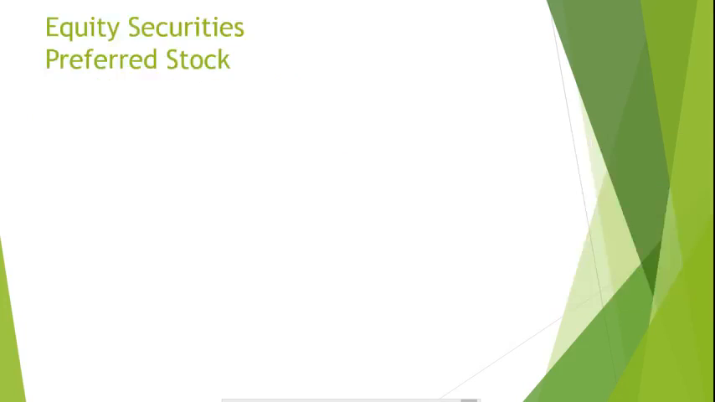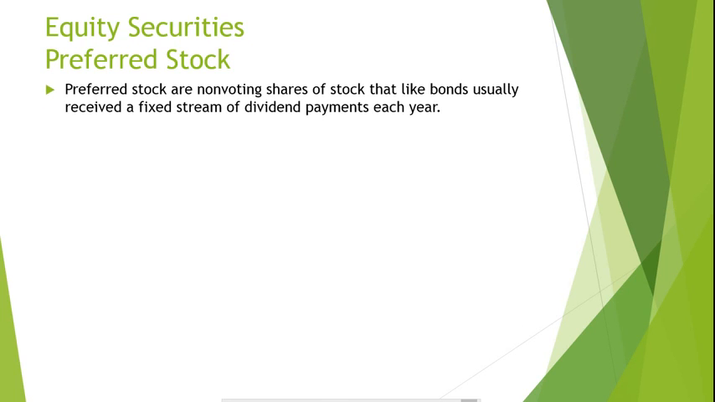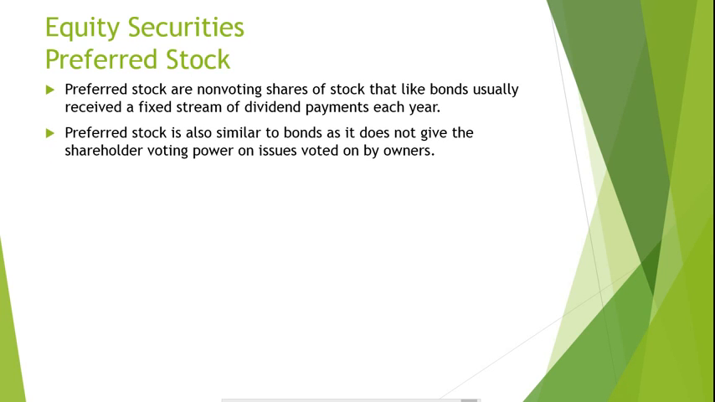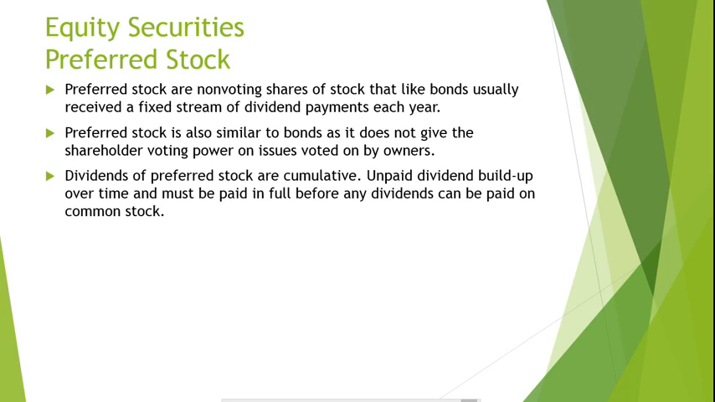Preferred stock. Preferred stock has features similar to both common stock and bonds. Preferred stocks are non-voting shares of stock that, like bonds, usually receive a fixed stream of dividend payments each year. In a way, preferred stock is a form of perpetuity since it pays an infinite fixed dividend payment. Preferred stock is also similar to bonds as it does not give the shareholder voting power on issues voted by owners. Although preferred stock has features that are similar to bonds, preferred stock is still considered an equity instrument.